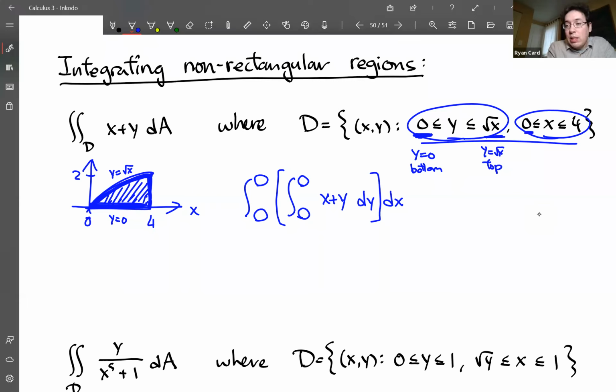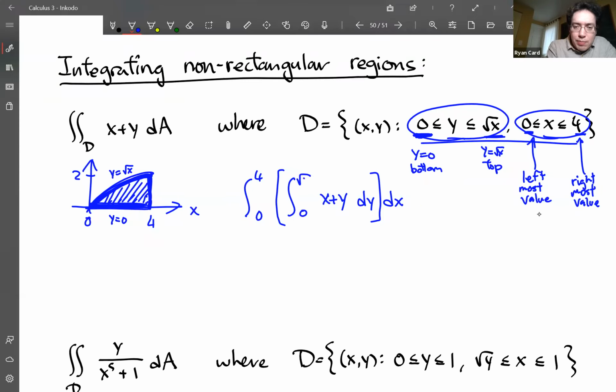The outer limits can only depend on constants, like 0 and 4 here. When we're talking about x, we're talking about the leftmost value and the rightmost value, and that's what goes on the bottom and upper limit on the outside. So this is going to be from 0 to 4. That doesn't seem too strange so far. With the inner limits, when we're integrating with respect to y, we're talking about the bottom and the top, right? So the bottom curve is y equals 0, and the top curve is y equals square root of x.